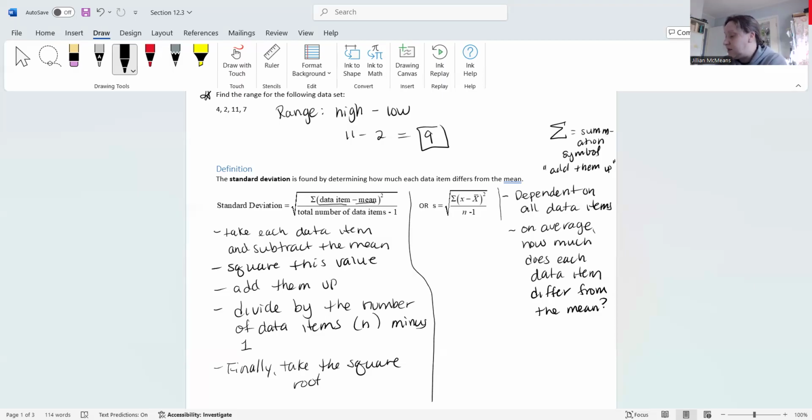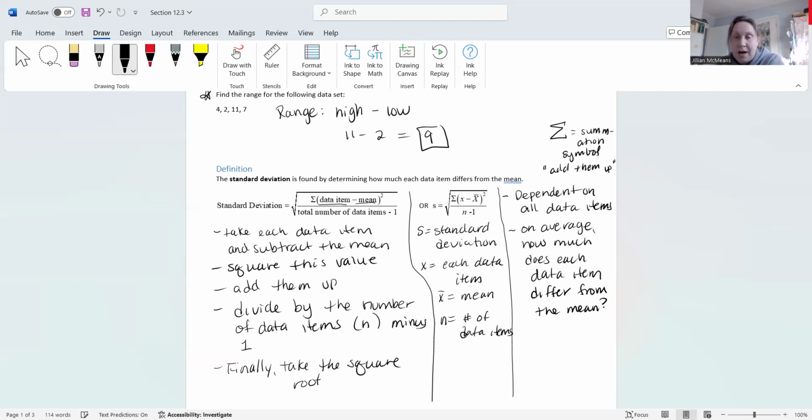Let's talk about all of the symbols that we see in this formula. So we have the formula kind of written out in words, and then in this little column we have left, we have the formula written out symbolically. So lowercase s is standard deviation. We already know what the summation symbol is. X represents each data item. Hopefully, you know from the previous section, X bar is just your mean. So we call this X bar, and it stands for the mean. And then N is going to be the number of data items.